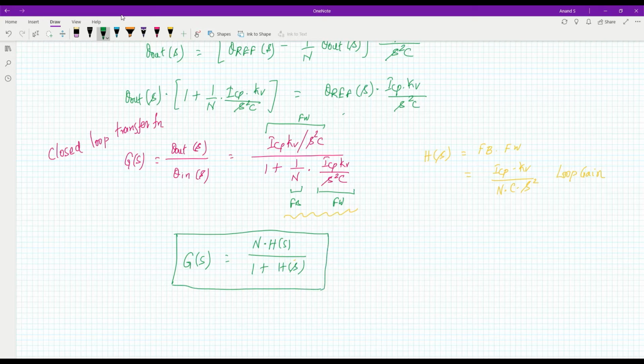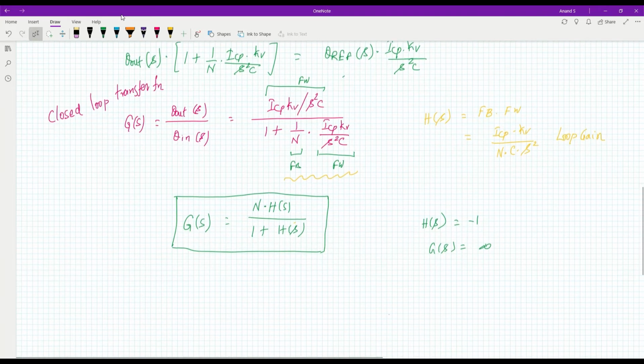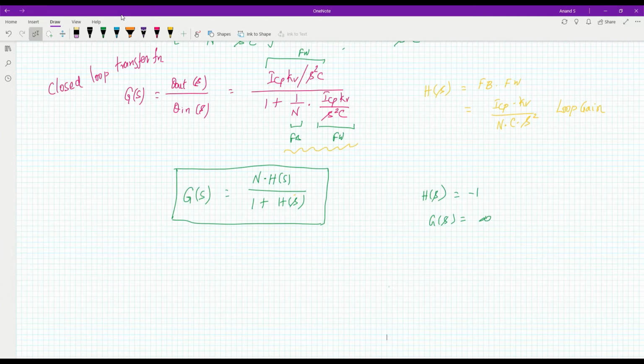So here we can see that if H of S is equal to minus 1, then G of S will go to infinity. That means the loop will become unstable, the gain becomes infinite. So the condition for instability is the magnitude of H of S equal to 1 and angle of H of S equal to 180 degrees. So when this happens, the gain goes to infinity and the loop will become unstable.